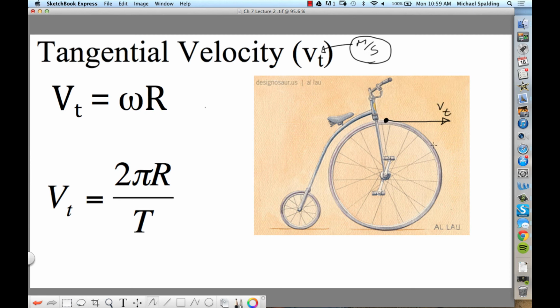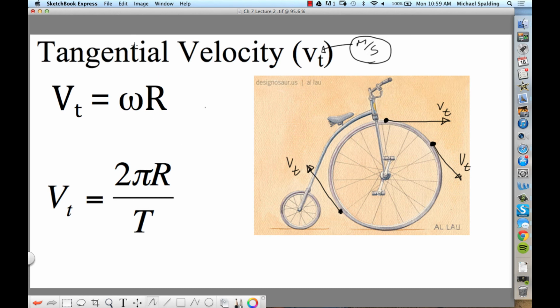What if the speck of dust flew off right here? How would it leave the circle? Tangent to the circle. What if the speck of dust left right here? How does it leave the circle? Tangent to the circular path. Now, it's a linear velocity. It's in terms of meters per second.